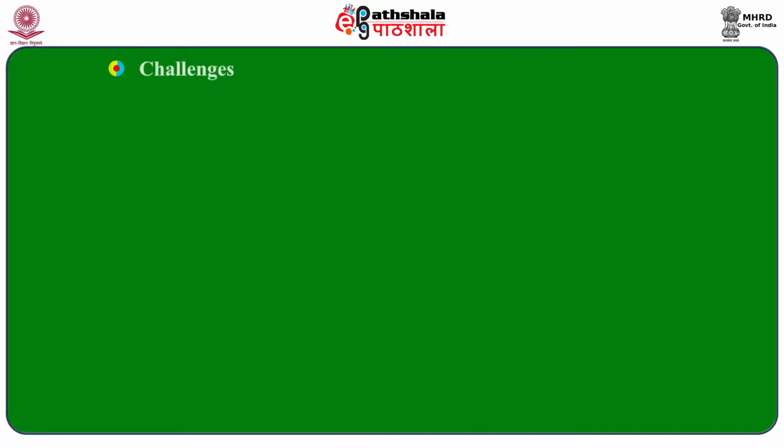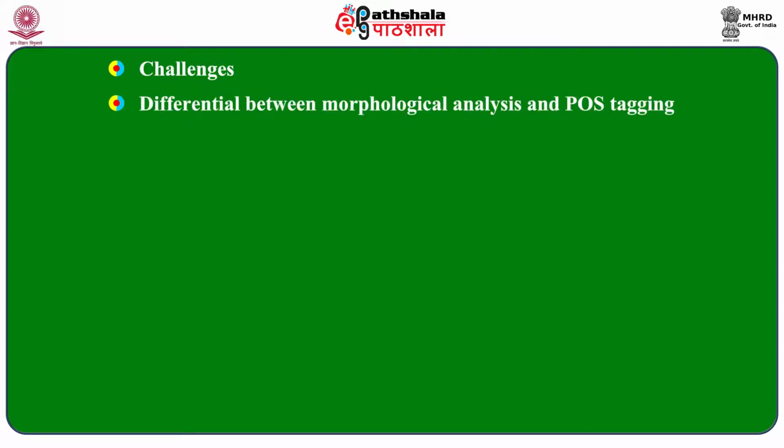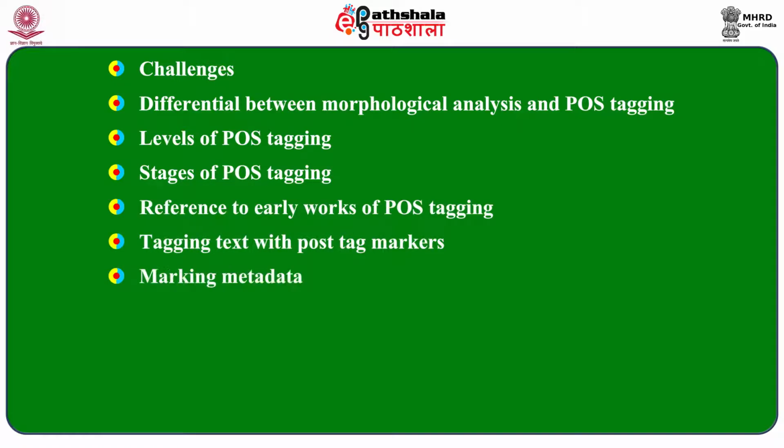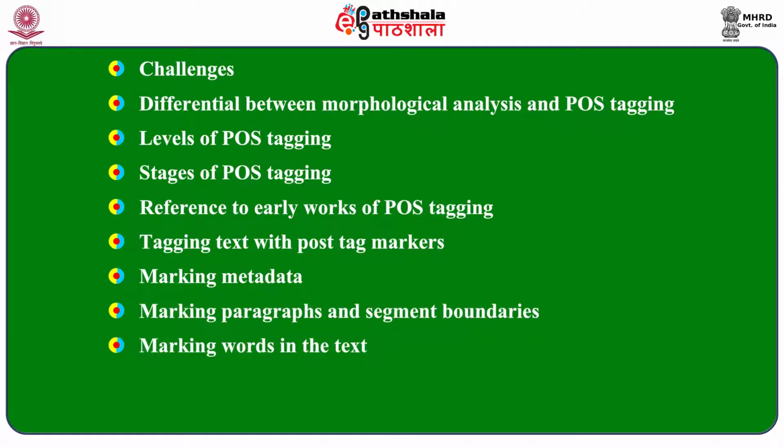In this module, we will try to concentrate only on a few aspects of parts of speech tagging, like the challenges involved in it, the difference between morphological analysis and POS tagging, levels of POS tagging, stages of POS tagging, then some reference to the early works of POS tagging, tagging a text with POS tag markers, marking metadata, marking paragraphs and segment boundaries, marking words in the text, and ultimately in the conclusion we will concentrate on the importance of a POS tagged corpus. So, in sum, this is all in this material.